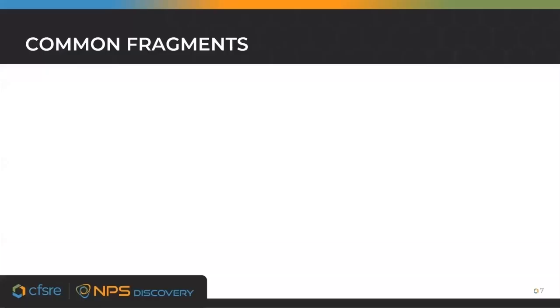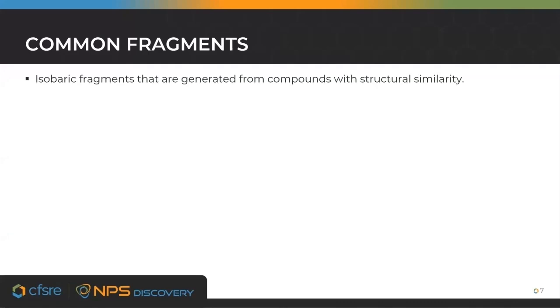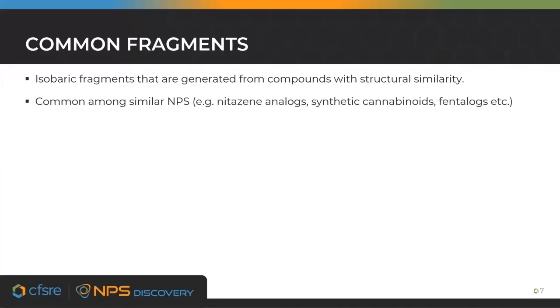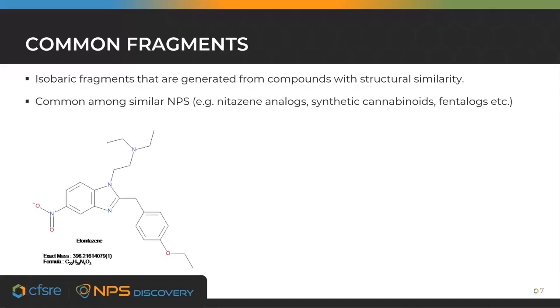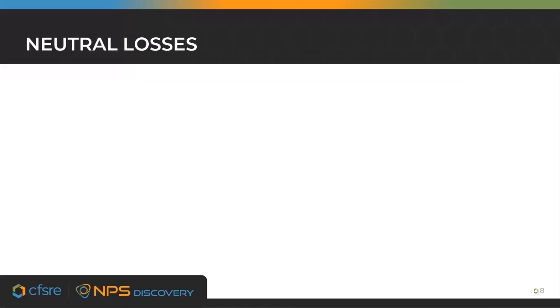We'll start with common fragments, which are isobaric fragments that are generated from compounds of structural similarity, which include NPS classes of nitazene analogs, synthetic cannabinoids, and fentanyl analogs. I'll present etanitazene as an example, which is a fairly uncommon nitazene analog, but it shows some very common fragments, which is the triethylamine fragment. Nominal mass of that is 100 Daltons. And the associated neutral loss is simply the inverse of that.